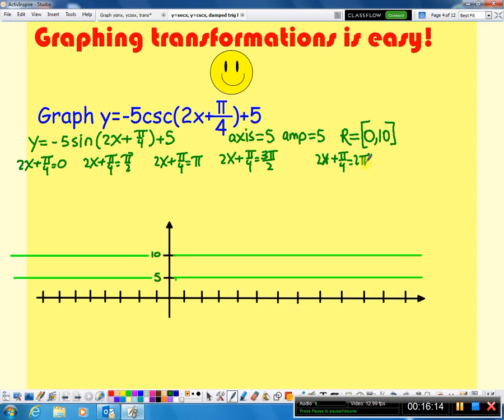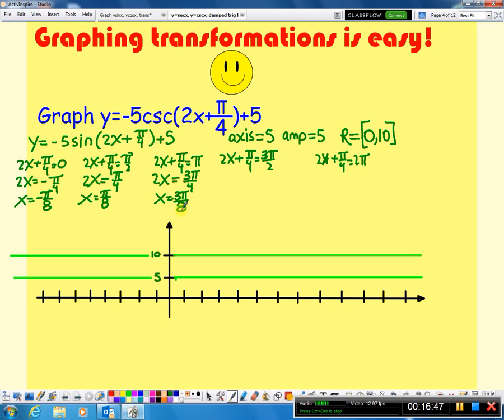So this would give me 2x equals negative pi over 4, x equals negative pi over 8. Pi over 2 minus pi over 4 is pi over 4 again. 90 minus 45 is 45. So x equals positive pi over 8. Here I've got 4 pi minus 1 pi is 3 pi over 4, x equals 3 pi over 8. So it looks like all my big stuff is going to happen on multiples of pi over 8.